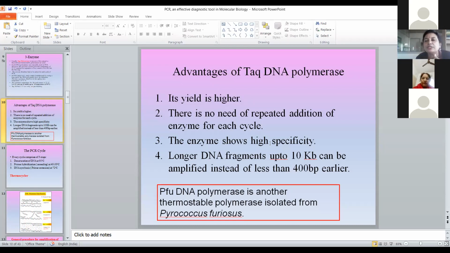Every cycle of PCR has 3 steps. All the 3 steps are carried out at different temperatures. So the temperature of each step of each cycle is controlled by the machine. The machine is ordered in the beginning itself: step 1 will have how much temperature, step 2 will have how much temperature, and step 3 will have how much temperature. Everything is set up into the machine.